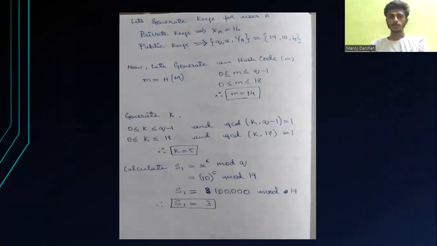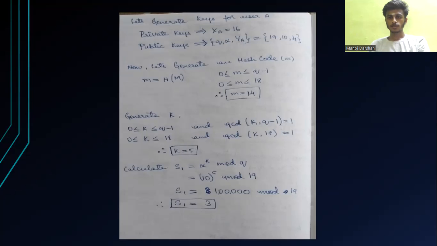In the next step, let's generate keys for user A. We know that the private key is equal to XA, and we have the XA value equal to 16. And the public key, we know, is the values q, alpha, YA. So we are placing the same values here: q is 19, alpha is 10, and YA we just calculated in the previous step, that is 4. Now with these values, we generate a hash code m.